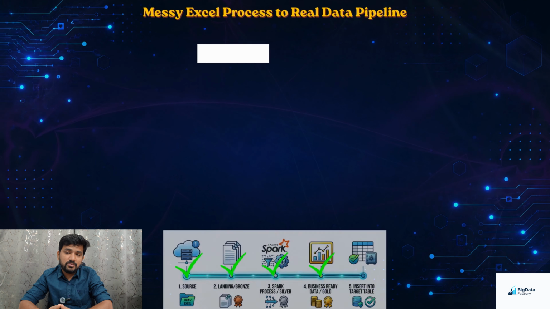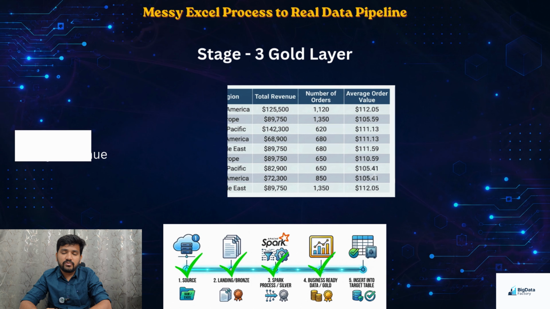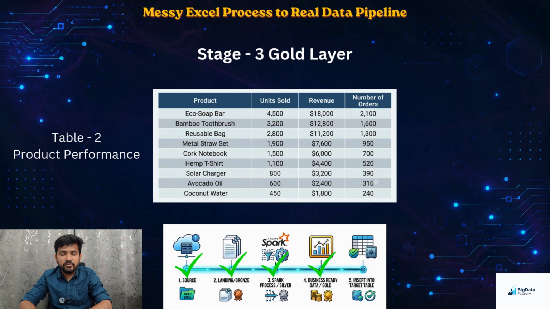Now let's build the final business layer. In the gold layer, we create business ready tables. The first table is daily revenue. It has date, region, total revenue, number of orders, average order value. The second table is product performance. It has product, units sold, revenue, number of orders.